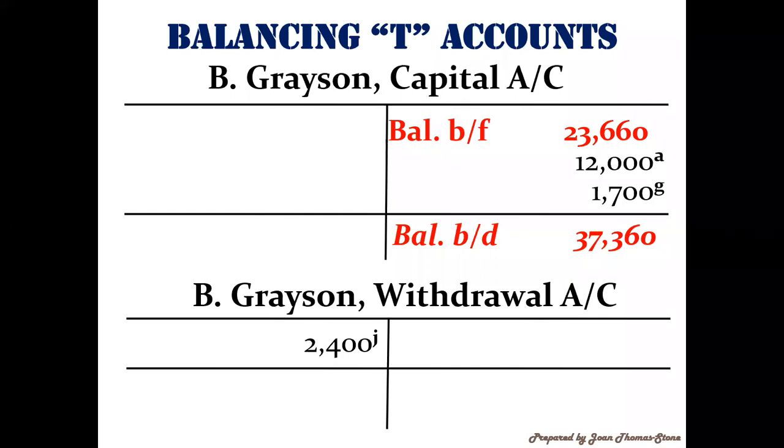What's the balance on the withdrawal? Notice this one. An entry on the debit side. The credit side is really 0. So the bigger side is the debit side. So withdrawal has a debit balance of 24.